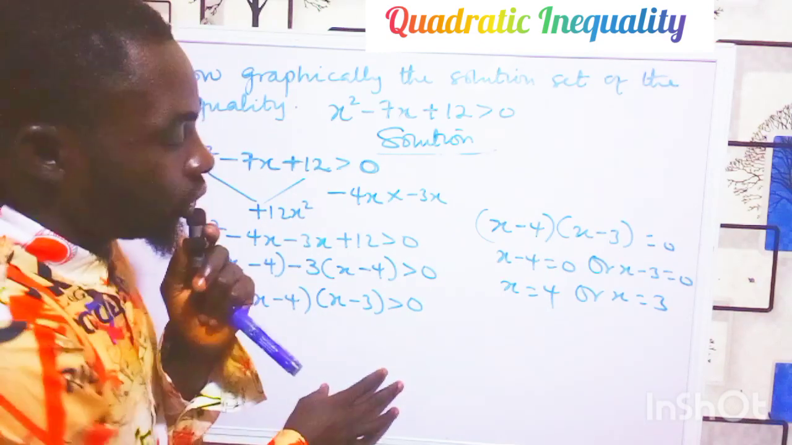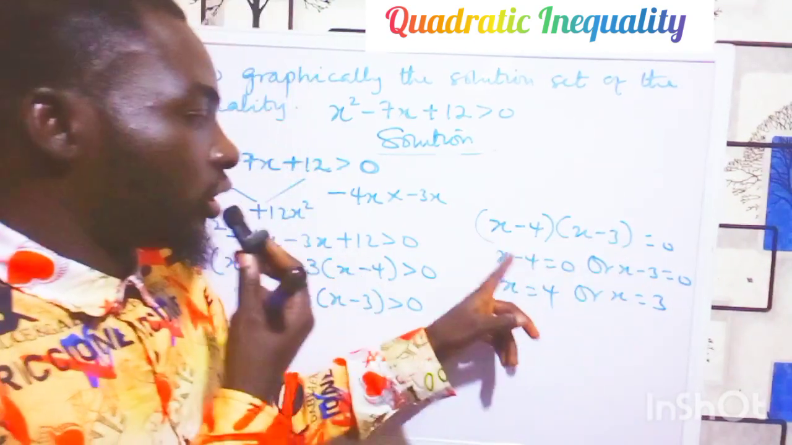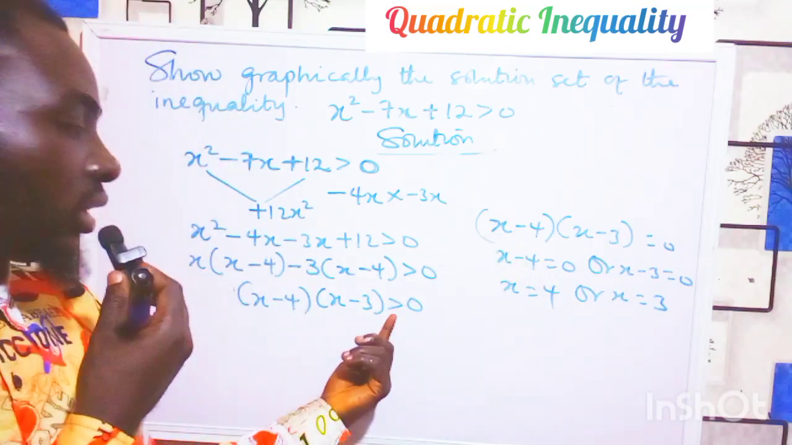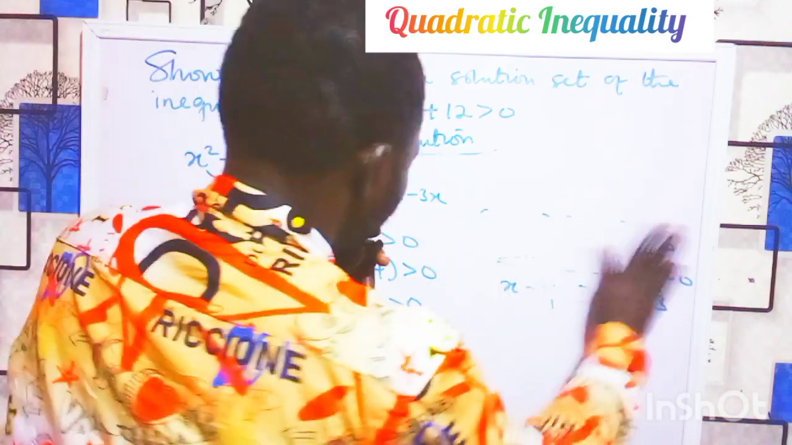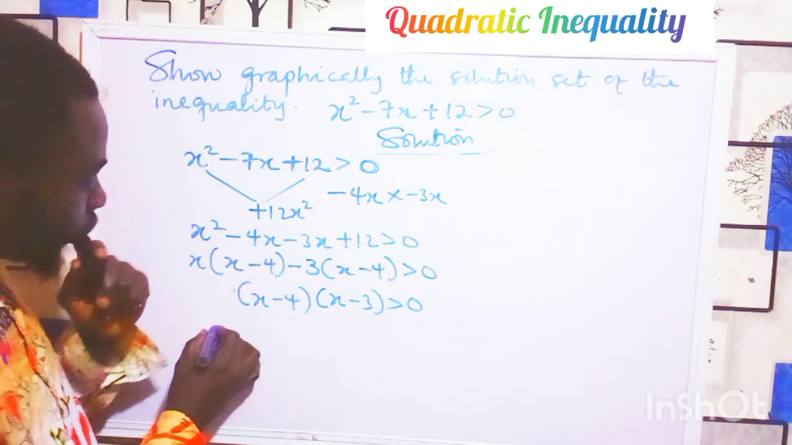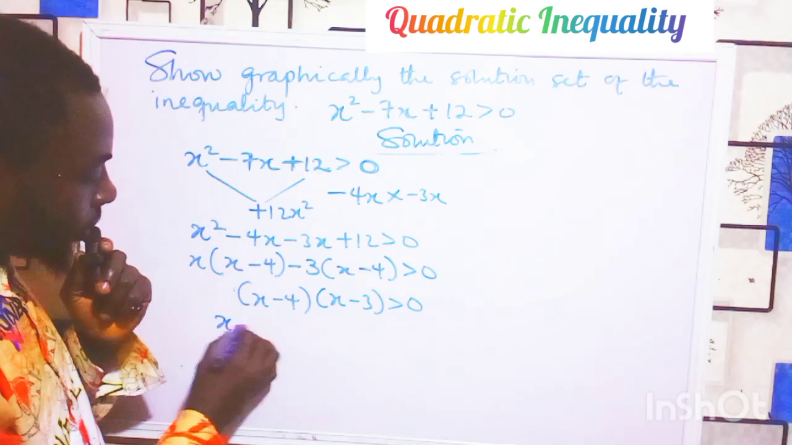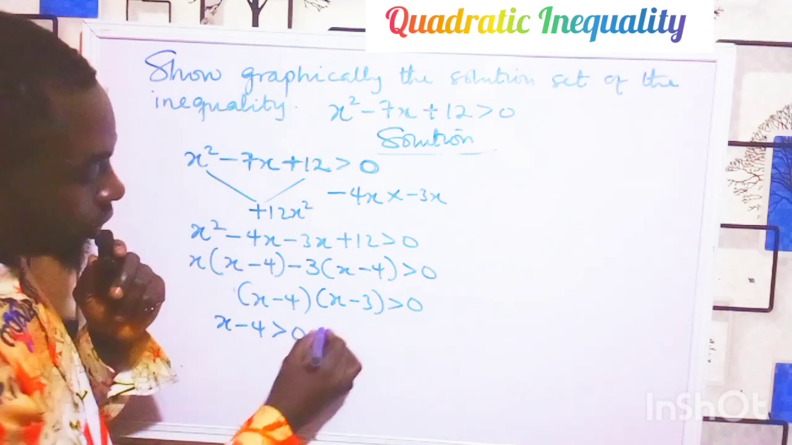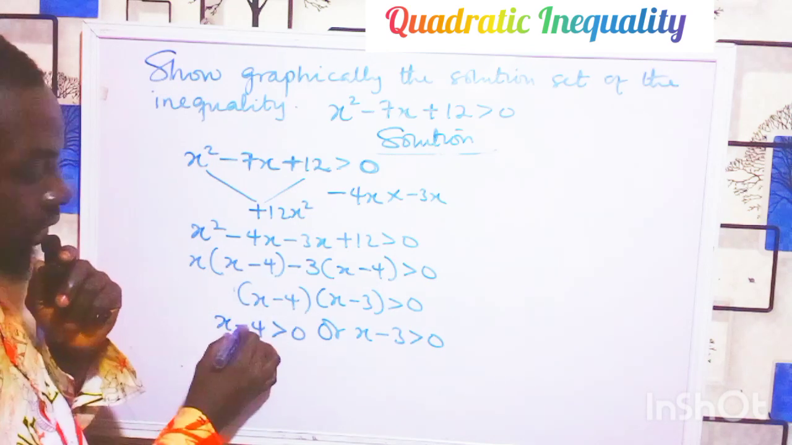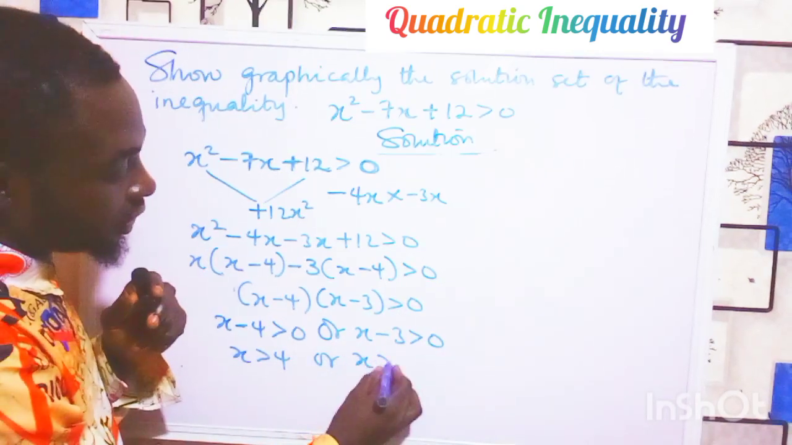So in this one too, we are going to follow the same procedure, but a little bit different now, which is instead of having equal to, you are going to have the inequality sign, which is greater than. So that's what you are going to put into consideration to determine the value of x that will satisfy this expression. That will give us x minus 4 greater than 0, or x minus 3 greater than 0. Then if this minus 4 comes over, you are going to have x greater than 4. Then if this minus 3 comes to this side, x greater than 3.